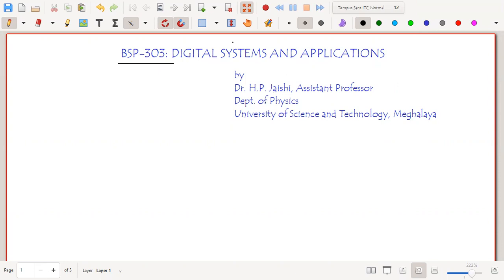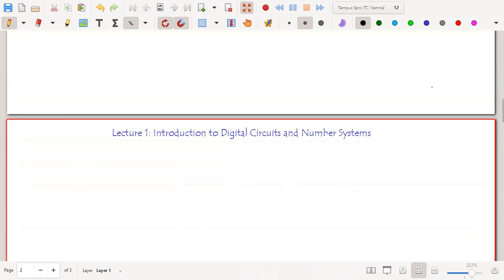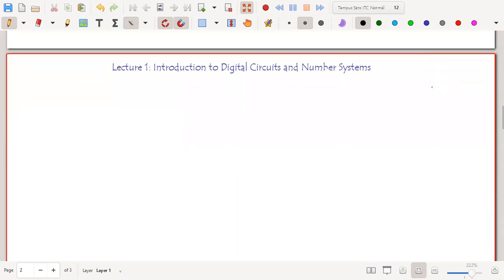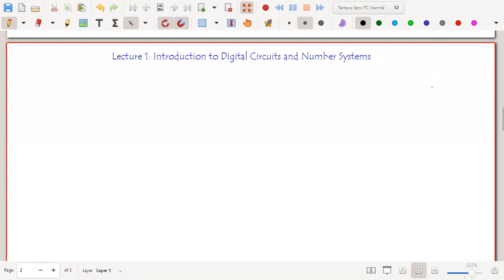This is the course code, and as I informed you earlier, this is a course which is designed for University of Science and Technology, for the students of UST. So let us begin our discussion, and let us go to the first lecture of this course. First we are going to see the basic introduction of digital circuits and number systems.